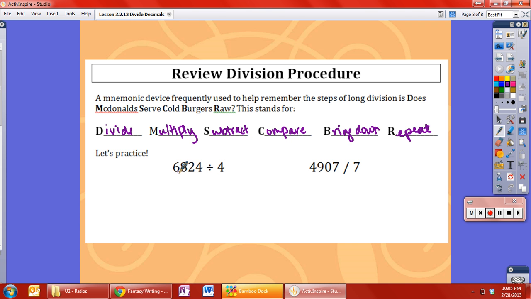Alright, so to take a look at that, first of all, when I have 6,824 divided by 4, the first number goes inside the house, as we call it, which of course is not a very scientific or mathematical term for this division sign, but it gets the point across. The first number, or if you have a fraction, the top number, goes inside the house because it is the thing being divided.